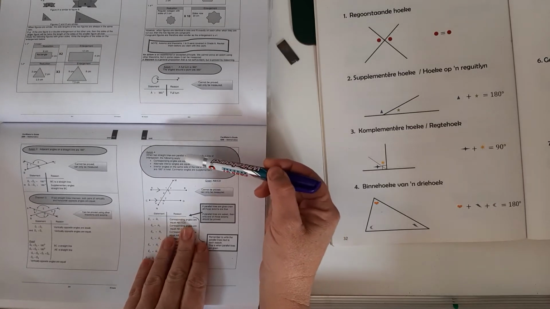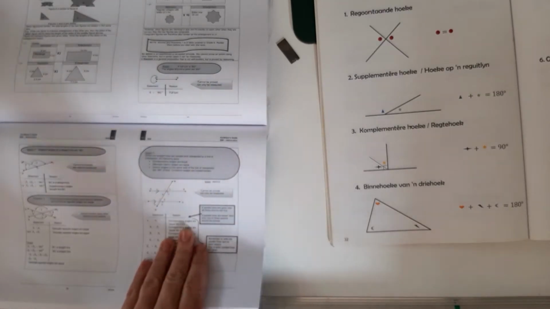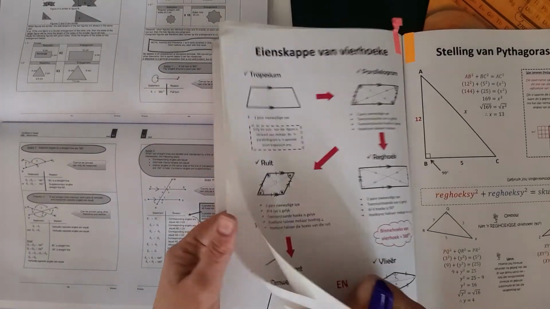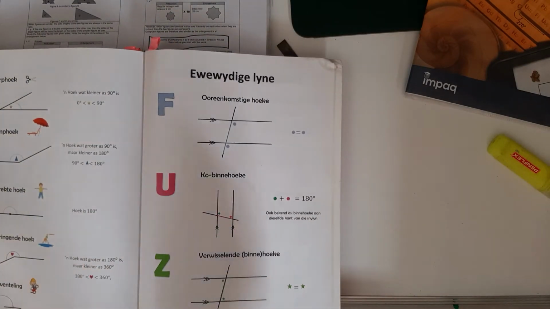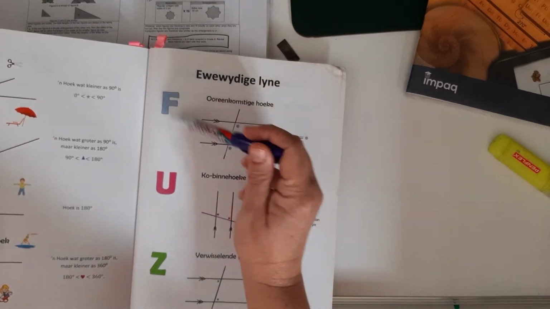Corresponding angles are equal. Alternate interior angles are equal. Interior angles on the same side of the line. Okay, so this will be this little one. Yeah, it's in Afrikaans. You're going to do it in English. So make sure this is your parallel line. So make sure that you know all 3 rules.